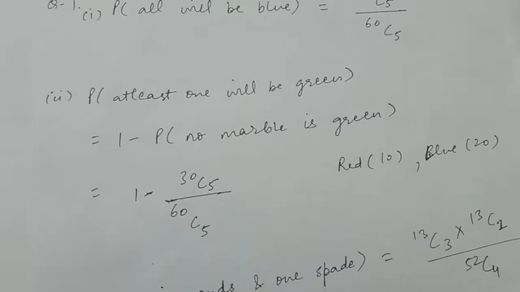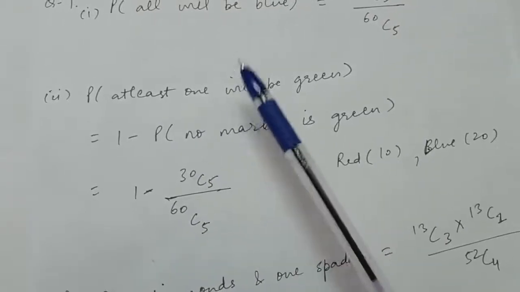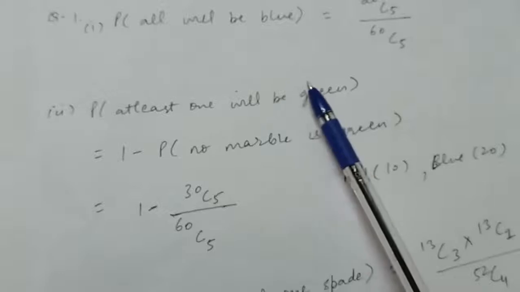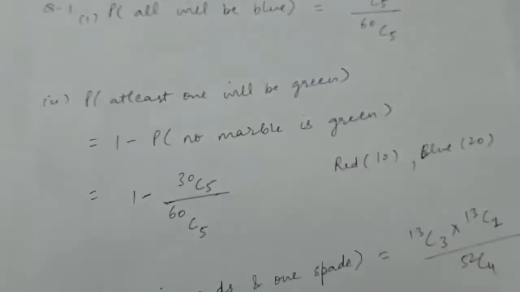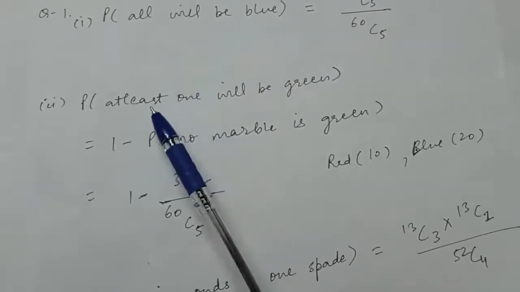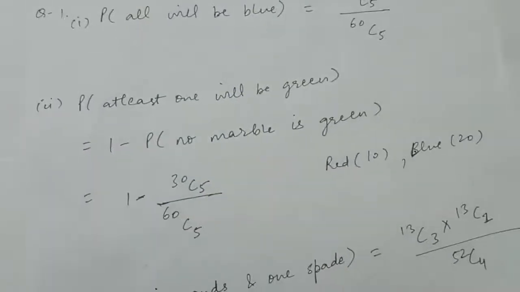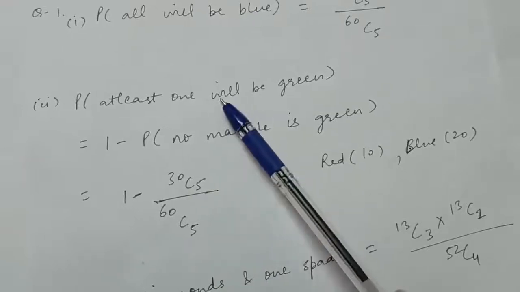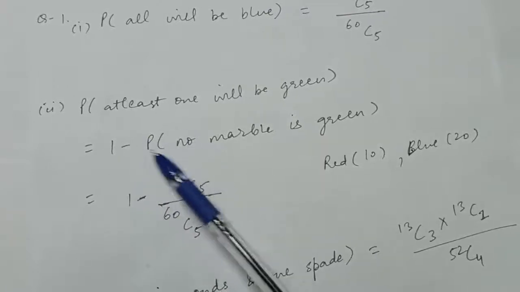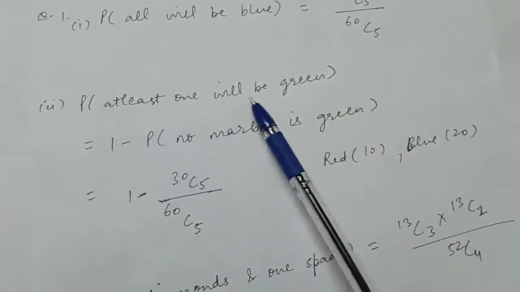Now next is the probability that at least one will be green. Now see, they are saying at least one will be green, that is either one marble green or two marbles green or 3 marbles or 4 marbles or all the marbles. So instead of calculating all these cases, what we can do is, the complement of this will be the probability that no marble is green, right? The complement of this event is no marble is green, because in this they are saying at least one marble is green. So subtract the probability of no marble being green from 1, then you will get the probability that at least one marble will be green.